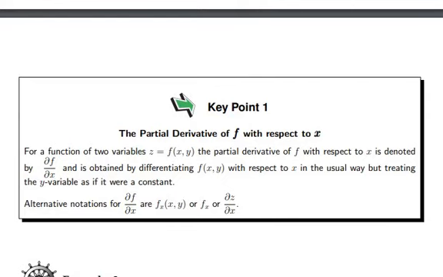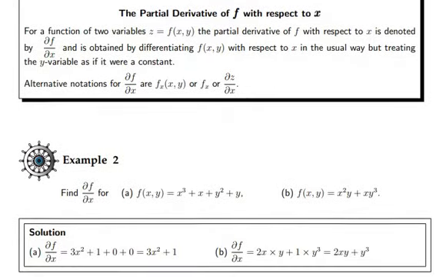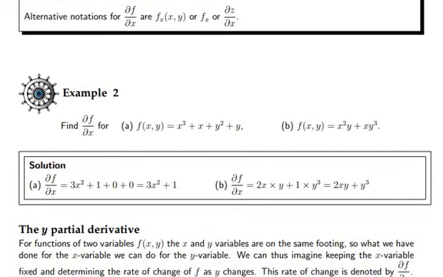The notation for the partial derivative of f with respect to x is del f by del x, or simply we can write f suffix x within brackets x comma y, or simply f x, or del z by del x. Here two examples are given. We have to find del f by del x for the first example and the second example.